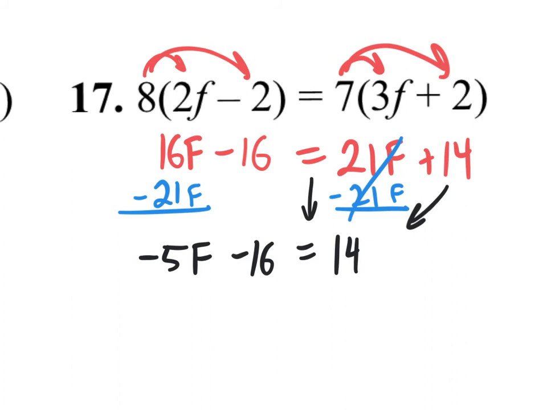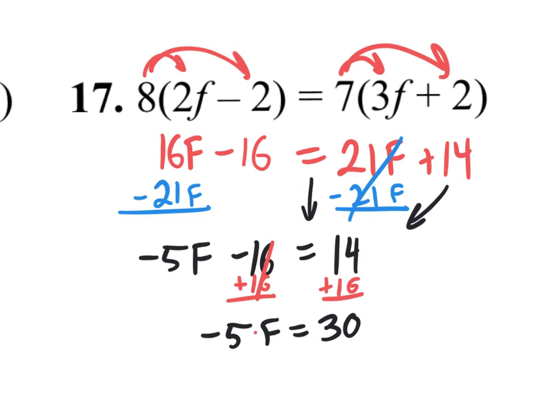So now let's get rid of that minus 16 by adding 16. And what I do to one side, I must do to the other. What I have left is the negative 5f equaling, that's 30. 14 plus 16 is 30. So we have negative 5 times f equaling 30. What we need to do is divide by negative 5, divide by negative 5, giving us a final answer, f equals negative 6.